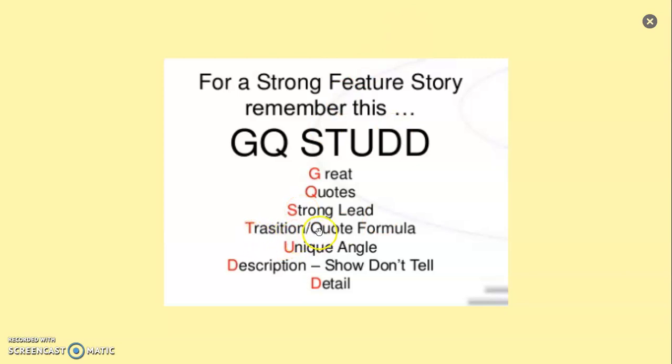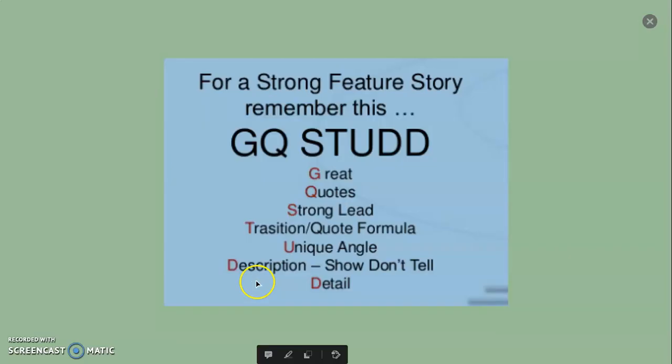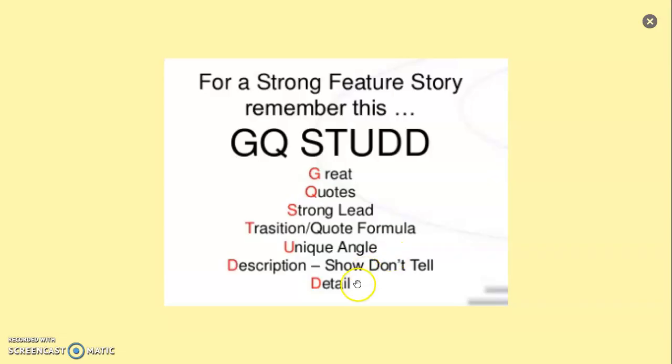And use transition quote formula. It should have a unique angle. And of course, it should have a description. Nindot yun dapat pagka-describe. Detailed description ang atuang feature story. So, ayan siya. Okay? So, GQ, STUDD, or GQ stud.